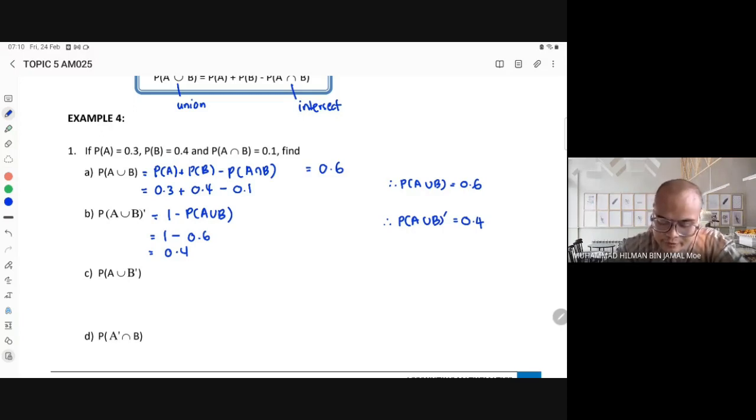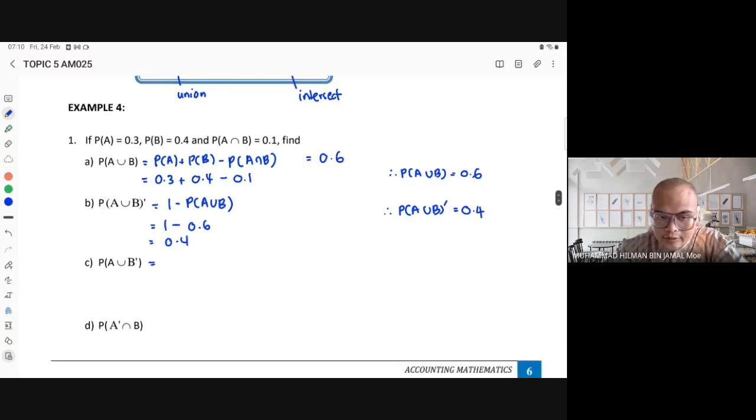So this one pun disebabkan dia adalah union, ada union dekat sini, so we need to use the formula dekat atas ni. So now we have probability of A plus probability of B prime minus probability of A intersect dengan B prime. Okay, because the union is between A and B prime, so dia akan jadi A and dia akan jadi B prime and dia akan jadi A intersect dengan B prime.